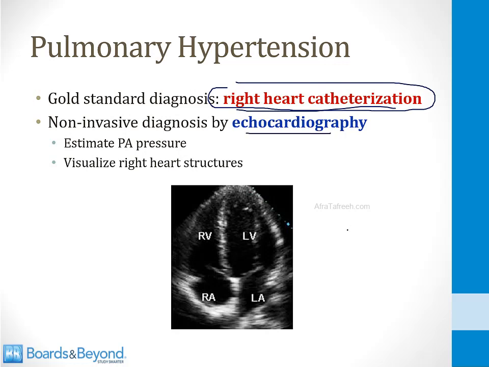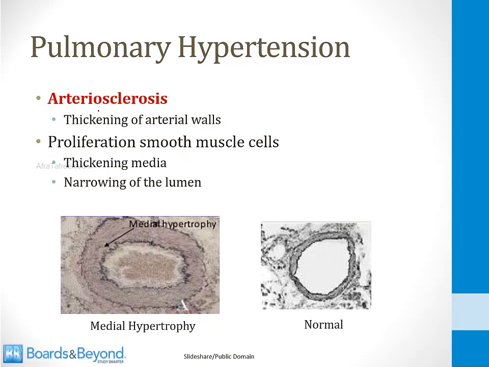An echocardiogram shows you the right and left ventricle and the right and left atrium as shown in this picture here. You can see if the right heart structures are enlarged. That's a sign of pulmonary hypertension. And there are also methods to estimate the pulmonary artery pressure using the flow speed of blood moving through the right ventricle by echocardiography. Pulmonary hypertension leads to arteriosclerosis, which is thickening of the walls of the pulmonary arteries.